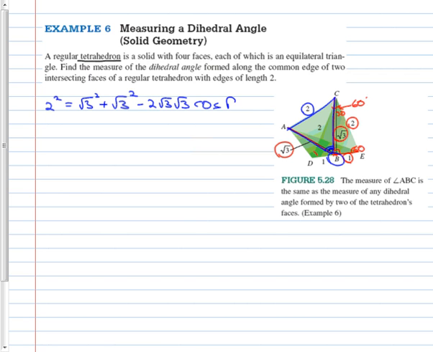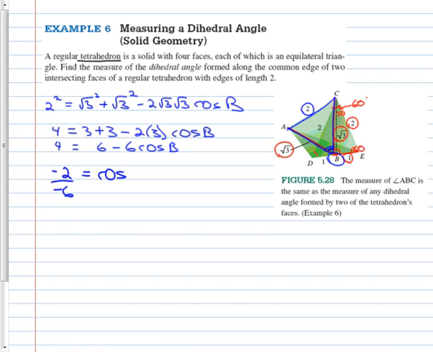They were using the letter B, so I'll use the letter B down there. What's square root of 3 squared? 3. Plus 3 minus 2 times 3 times cosine of B. So I'm going to do some simplifying on this because it's so easy with the numbers before we rearrange it. So I have a 6 minus 6 cosine of B. So now I can subtract my 6. 4 minus 6 is negative 2. I can divide by my negative 6. That's my cosine of B.